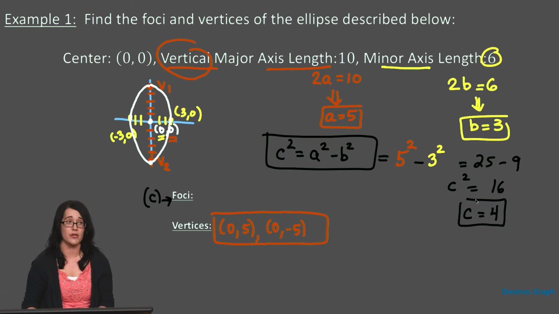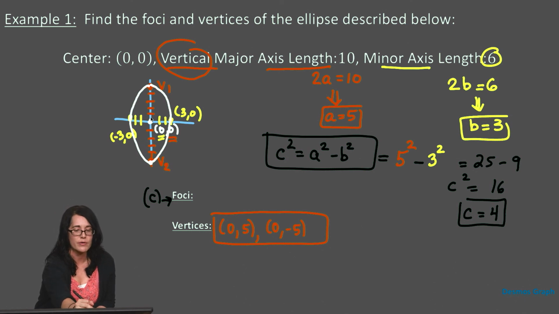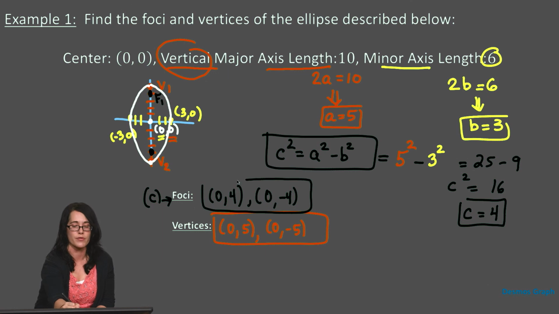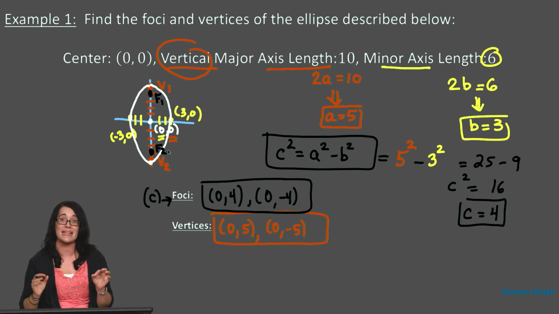Again, what does c tell you? The distance from the center to each of your foci on the major axis. So now I know that if I went up 4 units from the center, there's one of my 2 foci, and that's at the point 0, 4. And if I went 4 units below the center on the major axis, that would land me at the point 0, -4. Or in other words, 0 plus or minus 4 are the locations of my 2 foci. Okay, and so that keeps you honest.